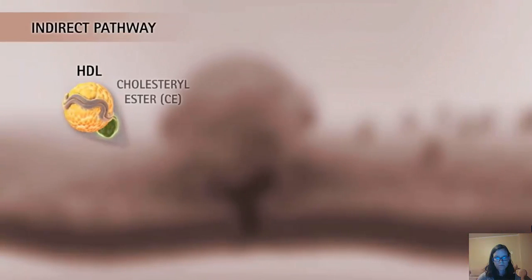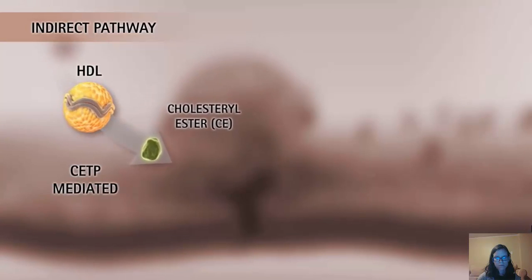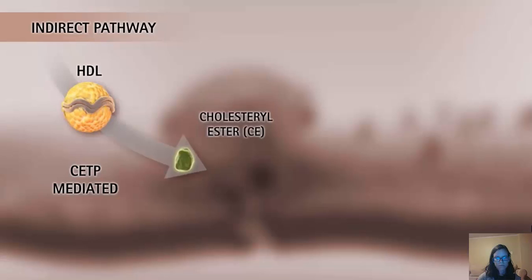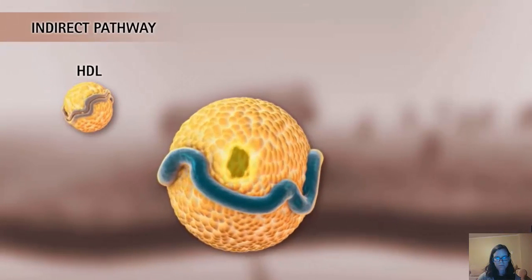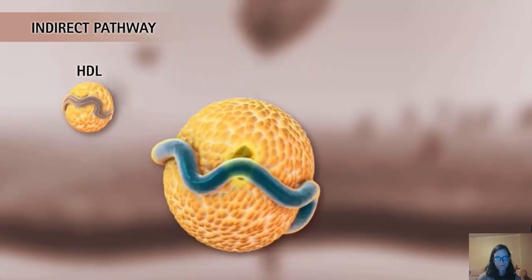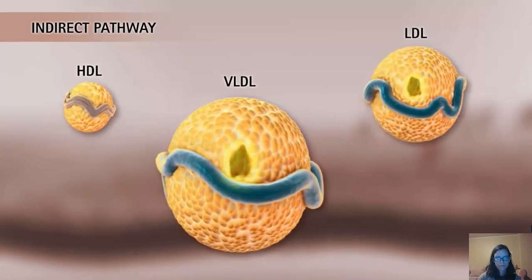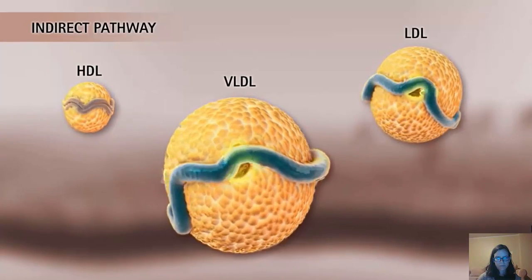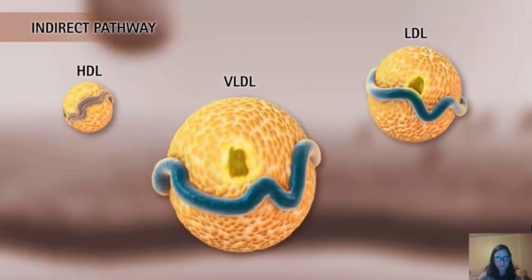HDL also passes cholesterol to the liver through an indirect pathway via cholesterol ester transfer protein, or CETP. CETP facilitates the exchange of cholesterol in HDL for triglycerides in the triglyceride-rich ApoB particles VLDL and LDL. In this one-to-one exchange, HDL is enriched with triglycerides and LDL with cholesterol.